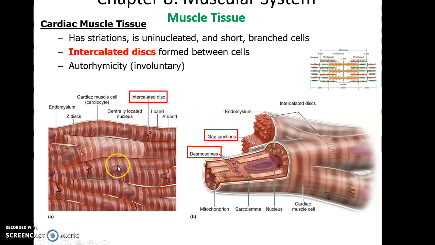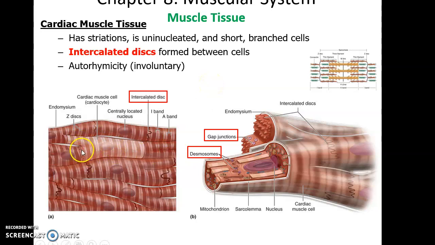And they are much shorter than skeletal muscle fibers. So they don't run the full circumference of the heart. They are just in small chunks. And also, cardiac muscle cells can branch, so they don't necessarily have to be column-shaped. Another important thing is we can see structures called intercalated discs in cardiac muscle tissue.